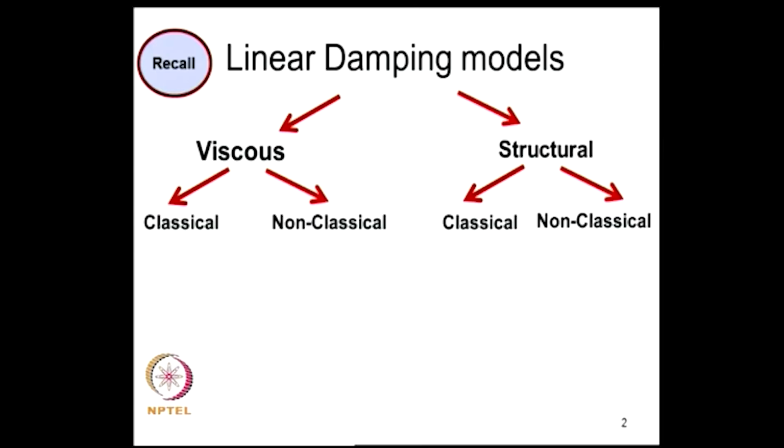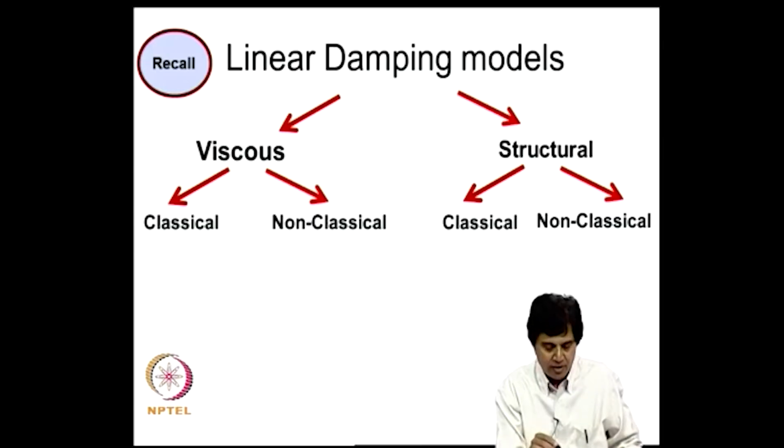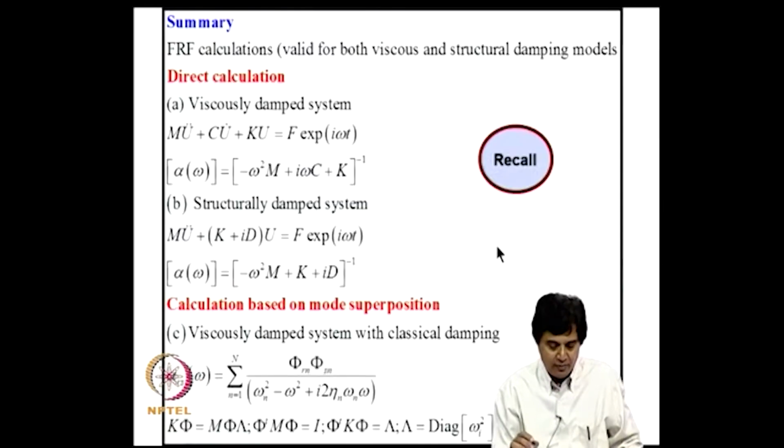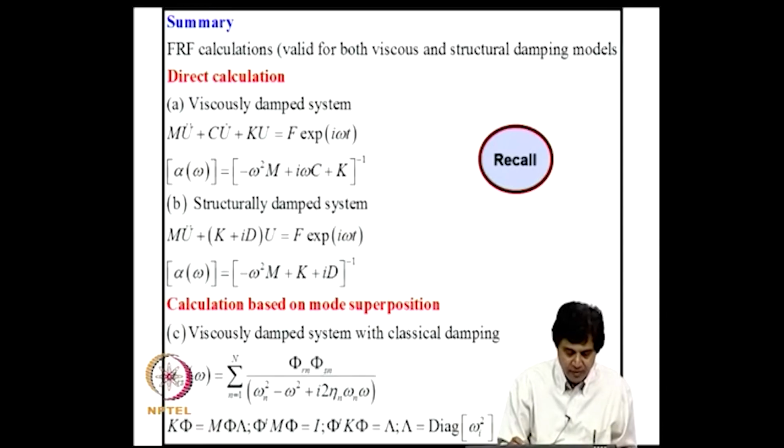So, we have classified damping models as viscous and structural, and each one is either classical or non-classical, and we have now developed the expressions for frequency response function for all these alternative damping models. One way of doing that is to simply invert the so called dynamic stiffness matrix, that is, if you have this equation of motion, it can be expressed in frequency domain and then we get the matrix of receptance functions as inverse of this matrix.